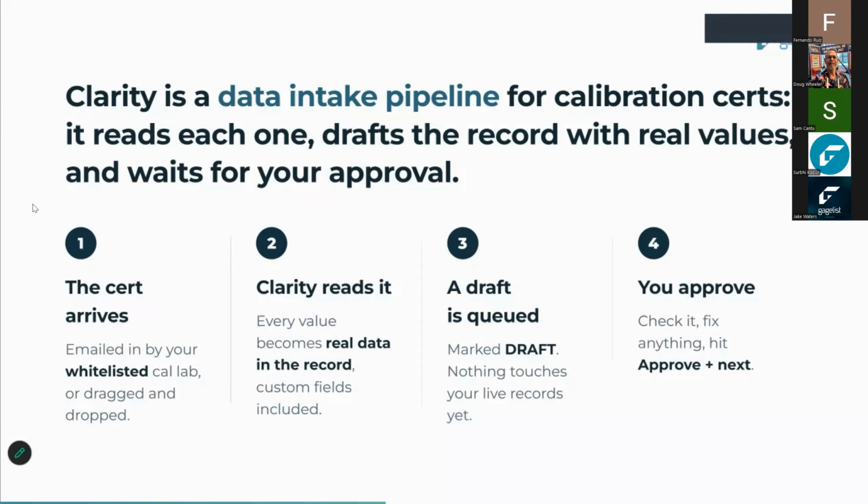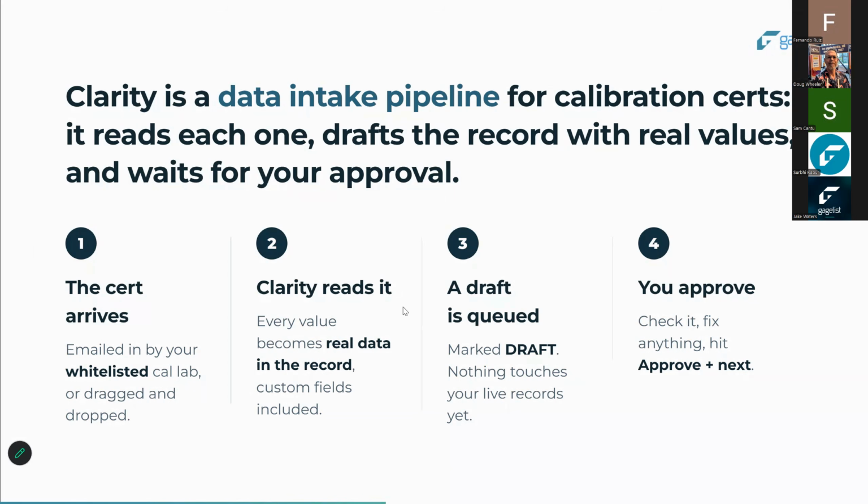Thanks, Doug. So today we're going to show you exactly how easy it is to use Clarity. And Clarity at the end of the day really is just a data intake pipeline for your calibration certificates. The easiest way to comprehend this is to break it down into 4 simple steps. The first one is that the cert arrives, whether it's emailed to you from your Cal Lab with a whitelisted email that you've given them, or it's something that you've uploaded from a local file on your computer or hard drive. Clarity then will read the certificate, and those data points that were hidden behind that PDF wall become real data in the record.